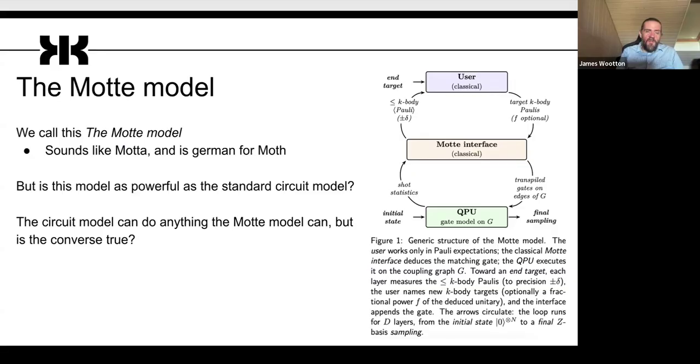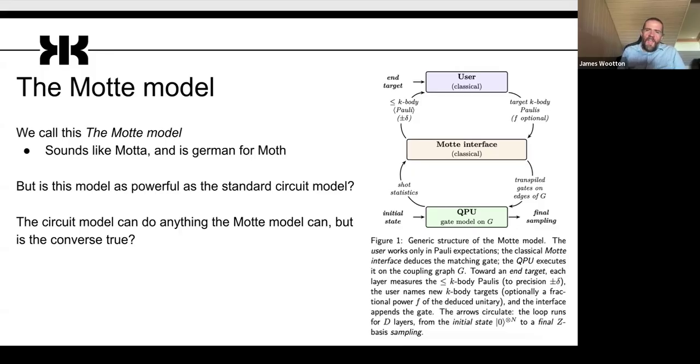Why have we called it the Motta model? Because one of the inspirations was Mario Motta with an A on the end, and Motta with an E on the end sounds like Motta with an A on the end. And also, you shouldn't name things after yourself in science, but we hope to sneakily get away with it by using the German for moth instead of the English.